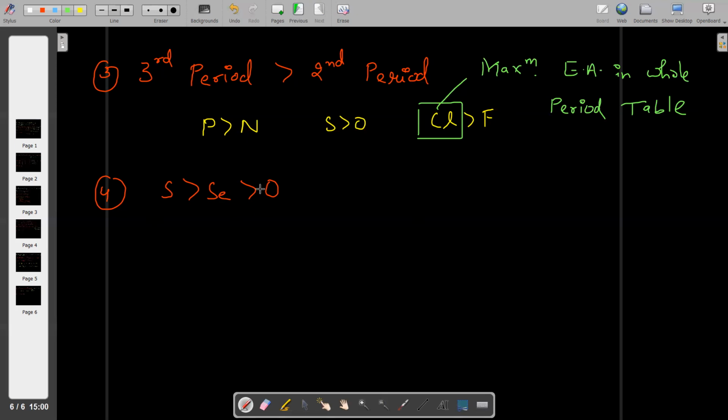The very important next exception is oxygen, sulfur, and selenium. We know that third period elements will have more electron affinity than second period, so it was expected that sulfur will have more electron affinity than oxygen. But the new thing is that oxygen will have even less electron affinity than selenium, which is a fourth period element. So here we have completed the exceptions of atomic radius, ionization energy, and electron affinity. Do revise them. Just remember the general trend and the exceptions and do the questions.